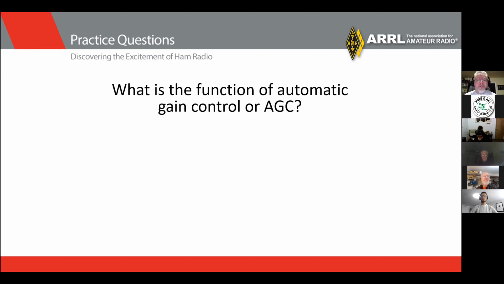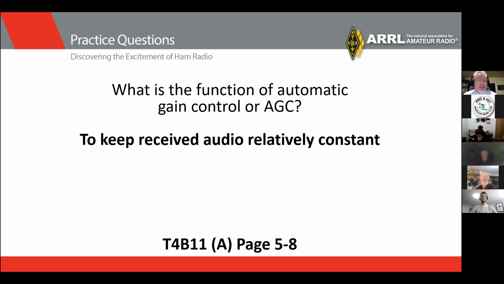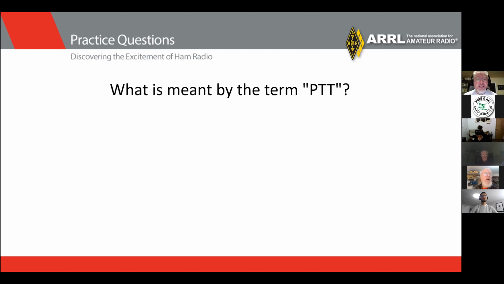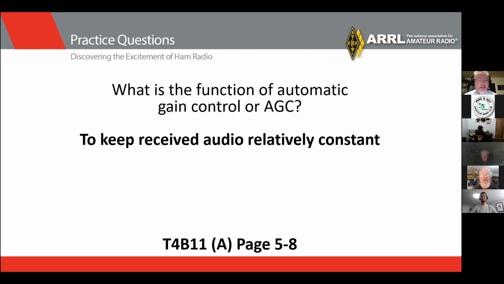What is the function of automatic gain control, or AGC? AGC is used to keep the received audio relatively consistent. I was always being yelled at because I didn't talk loud enough or close enough to the microphone. So my voice is really quiet. Other people were really loud because they talked really loud. And that's what the AGC does. Someone who talks loud, someone who talks soft, they sound the same to you, even though they're quite a bit different coming across the air.